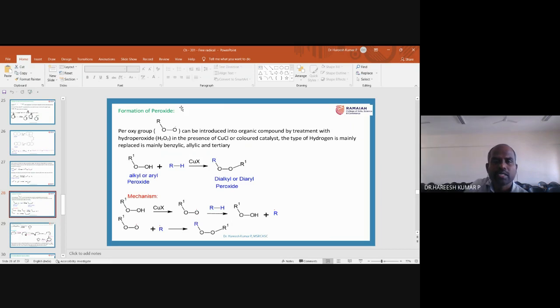So let's look into how the peroxide compounds are formed. Here I am taking one reaction. If R dash is equal to alkyl or aryl, then alkyl aryl peroxide, when treated with alkane or arene in the presence of cuprous halide, what is the obtained compound? If both R and R dash are alkyl, then it is dialkyl peroxide. If R and R dash are aryl, then diaryl peroxide. If one is alkyl and another is aryl, then alkyl aryl peroxide. It's a general reaction: alkyl or aryl peroxide, when treated with alkane or arene in the presence of cuprous halide, gives dialkyl, diaryl or alkyl aryl peroxides as the product.